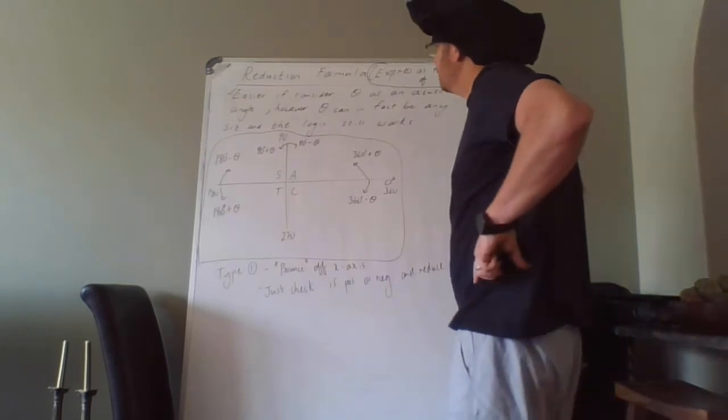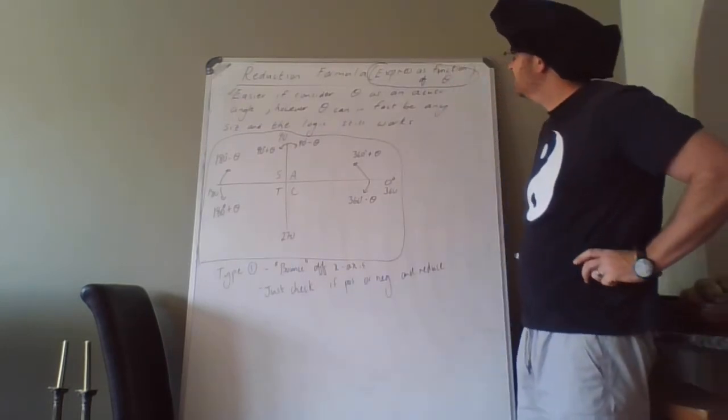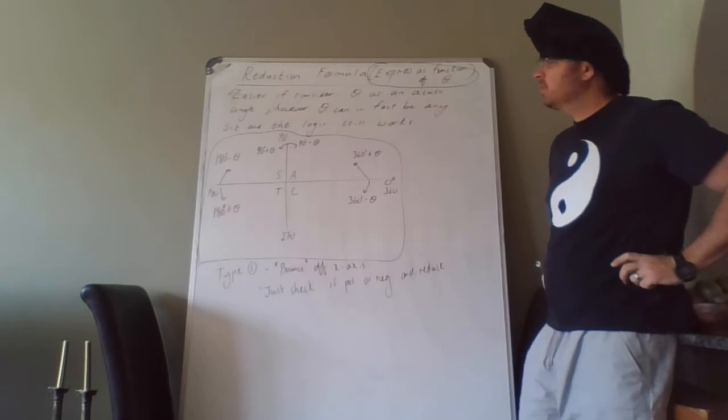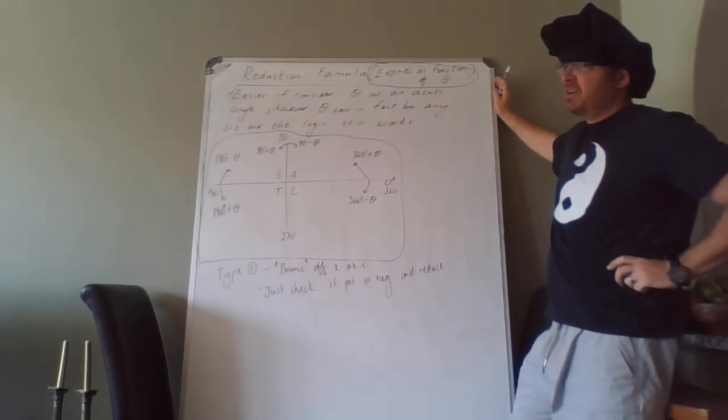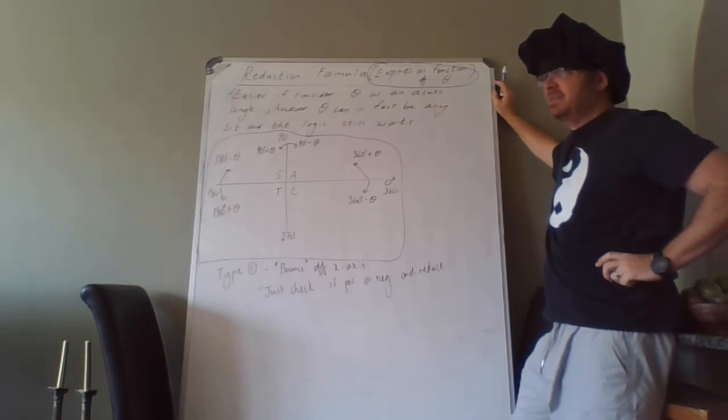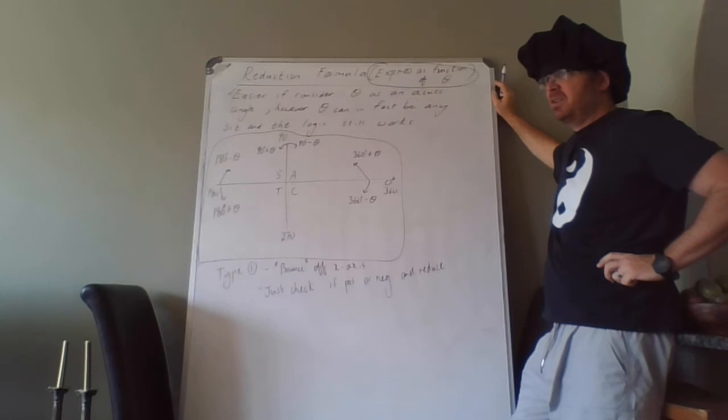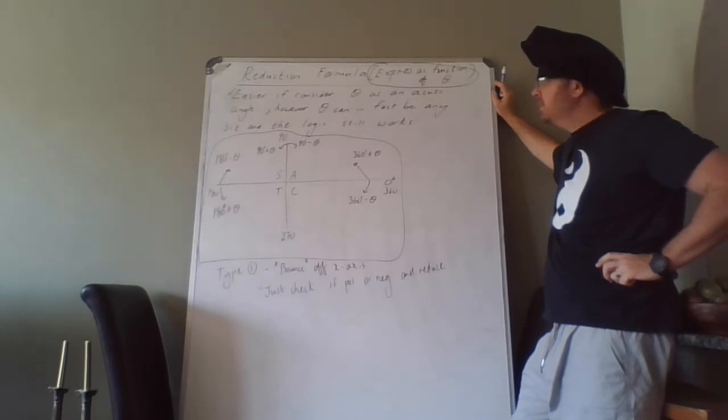Right, the next one we're moving on to is reduction formula. Normally you recognize that kind of question because it says express as a function of theta, and they're given as sine(180 minus theta), sine(360 plus theta), and you've got to just get it to sine theta or cos theta or whatever it is.